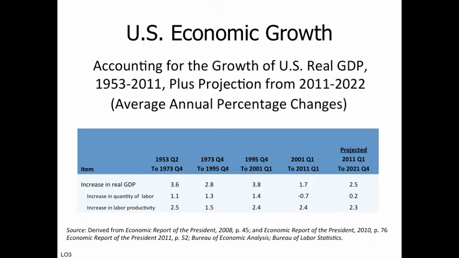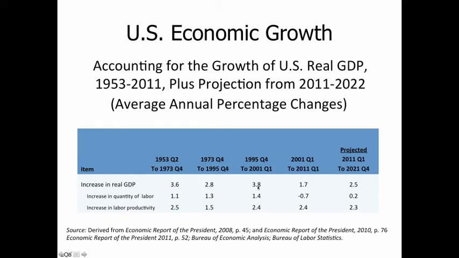So here's the table, and what the table does is really break down economic growth in the US over about a 60-year period. We can see it starts back in the early 1950s and shows between 1953 and 1973, about a 20-year period, they had about a 3.6% annual increase in real GDP over those 20 years. Over the next 18 years or so, that fell slightly to 2.8%.